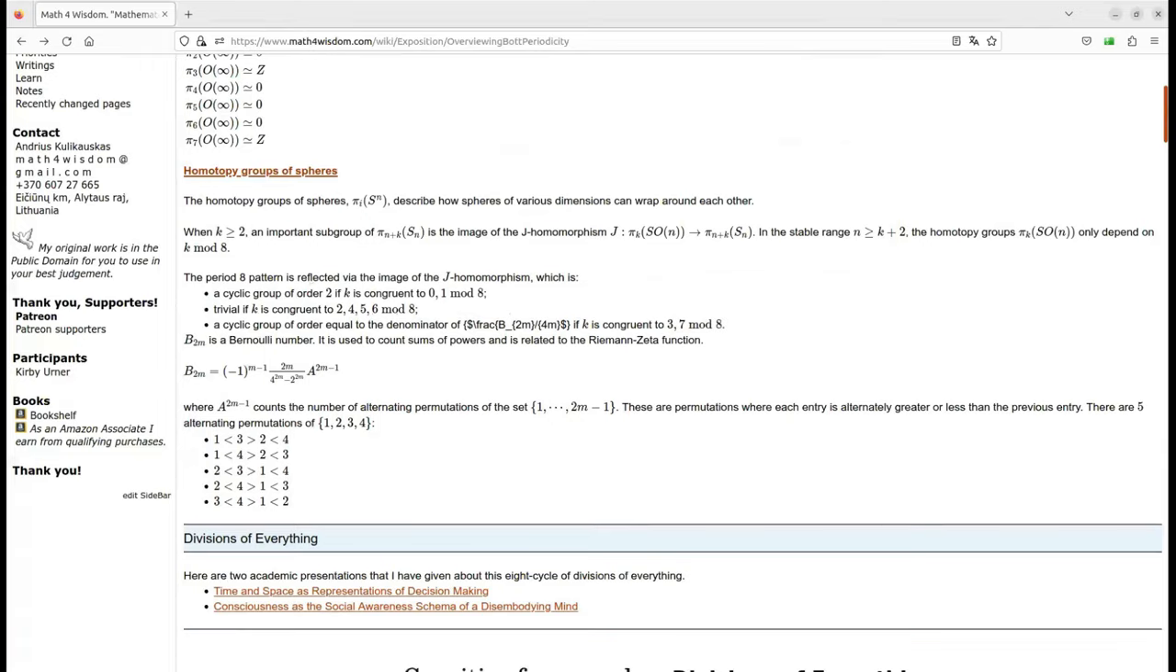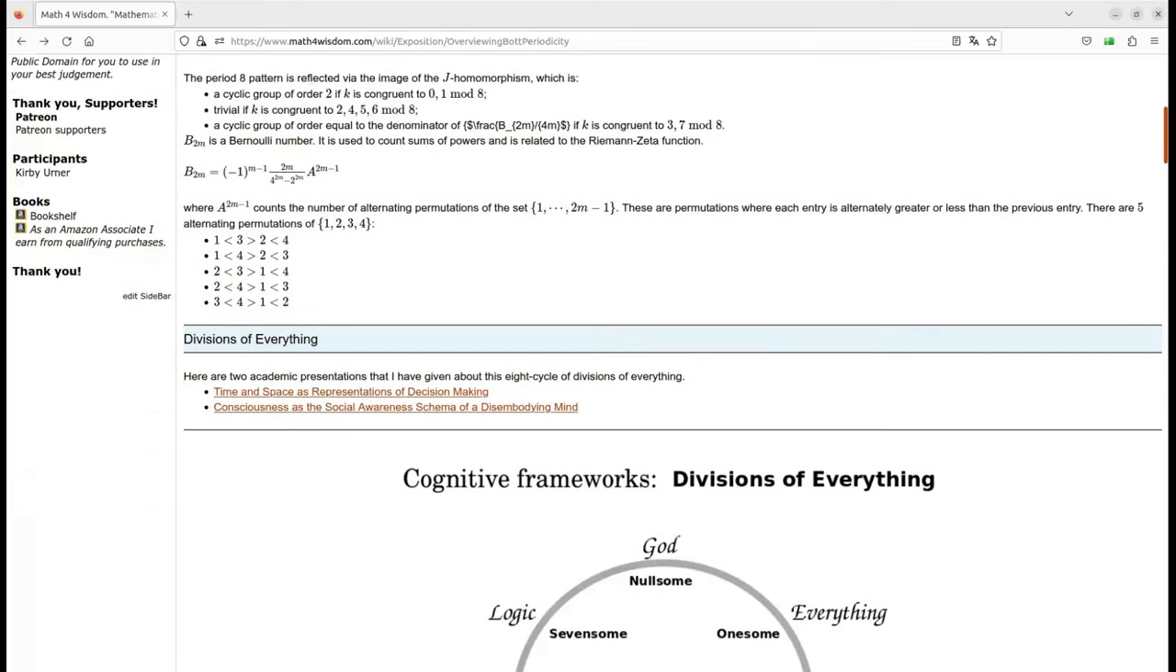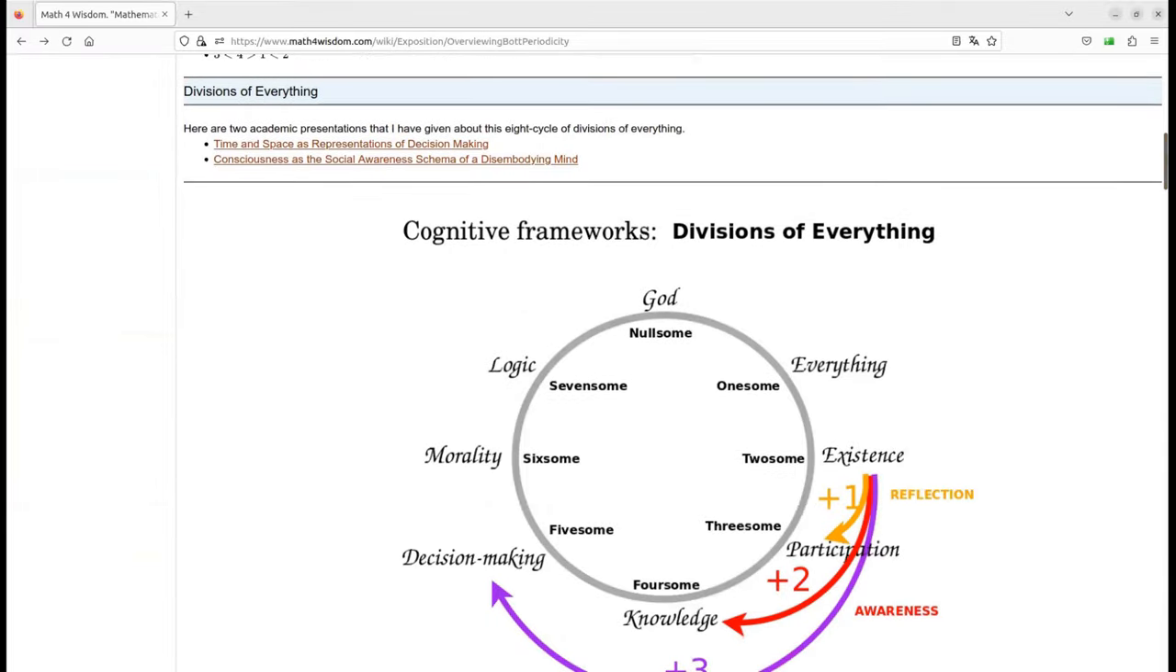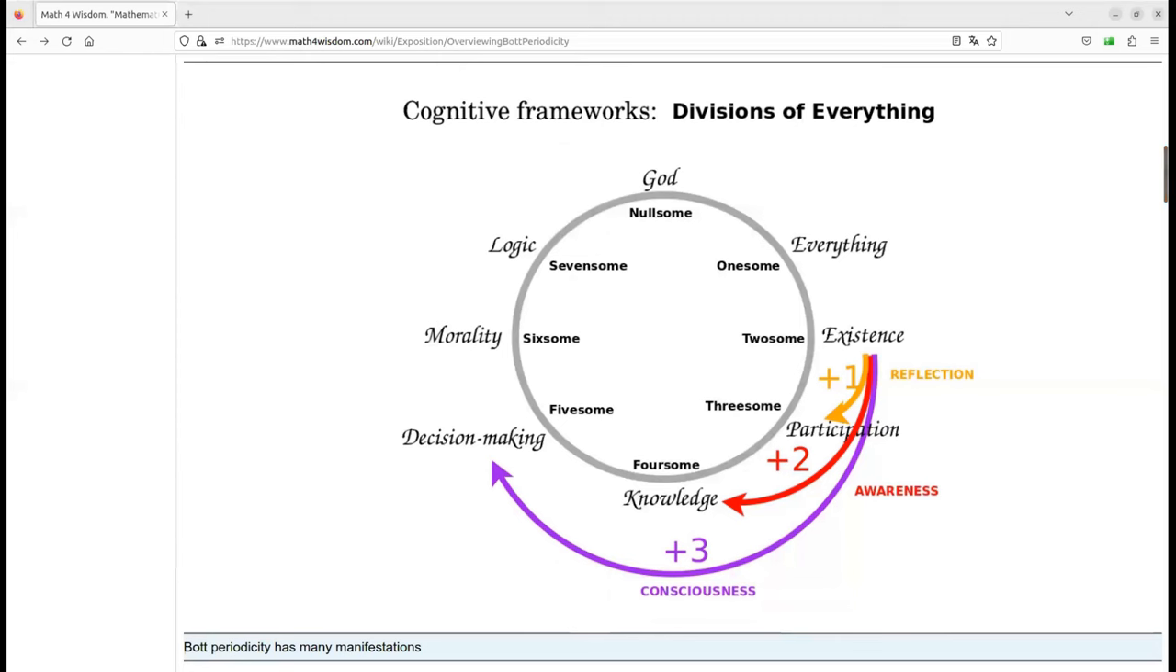Well, I was studying, this was like 2016. Since childhood, but certainly since 1982, I've been developing this language of wondrous wisdom. And this has resulted in a language of cognitive frameworks I call divisions of everything. When I was 24 years old, back in 1989, I realized that they form an eight cycle and that these are basically mental states. And so you're a bit familiar with this.